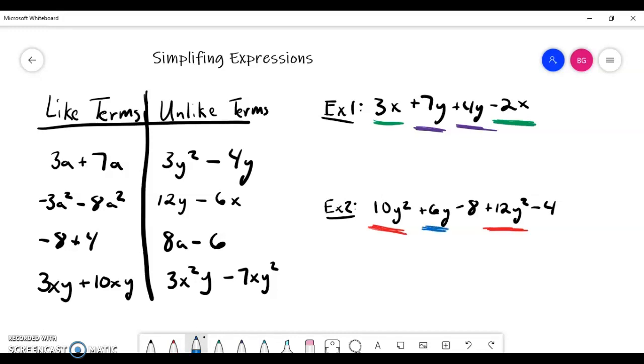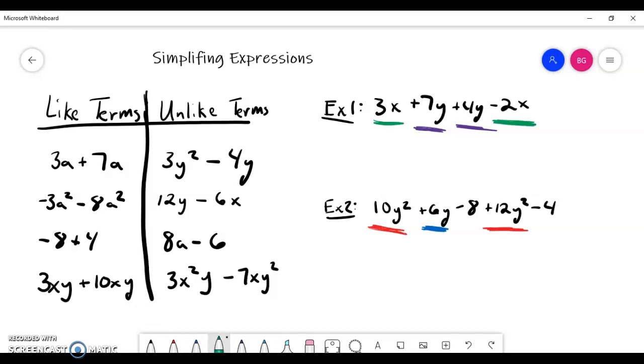I'm going to underline it with a blue here. I'm going to go through. I'm going to look for every one with a y. And it has to be a single y. Well, I already know the y squareds and the red ones won't go with it. So I'm going to look at negative 8. Nope. Negative 4. Nope. There's no y there. So the 6y is not going to have any like terms in this one.